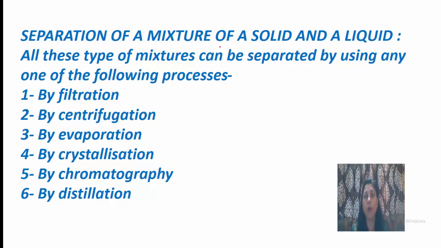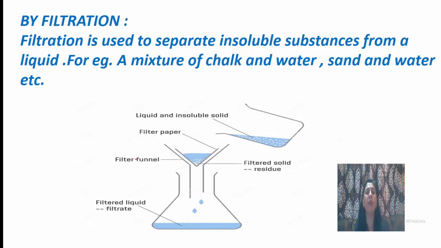Now, separation of a mixture of a solid and a liquid. All these types of mixtures can be separated by using any one of the following processes: filtration, centrifugation, evaporation, crystallization, chromatography and distillation. Any of these processes can be used to separate a mixture of a solid and a liquid. Number one is filtration.